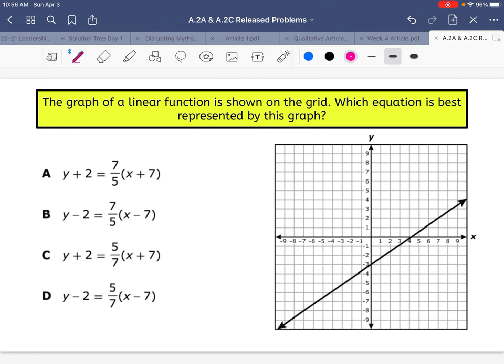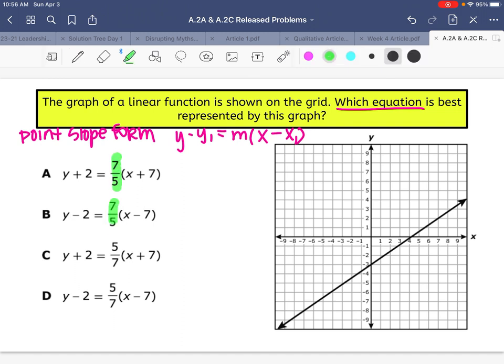This is very similar. So now we have a graph of a linear function that's on a coordinate plane, and we're trying to match which equation is best represented. All of our answer choices right now are in point-slope form, which, remember, is y minus y1 equals slope times x minus x1. So first I'm going to find the slope, because I see right here there are 2 slope options. So I'm just going to use my graph to find what the actual slope is.